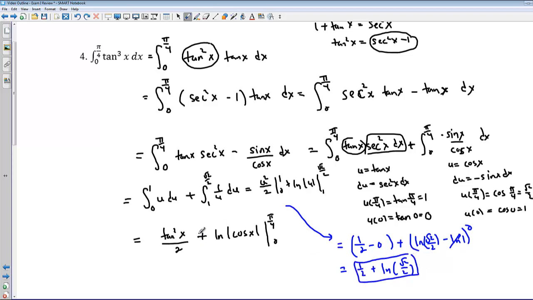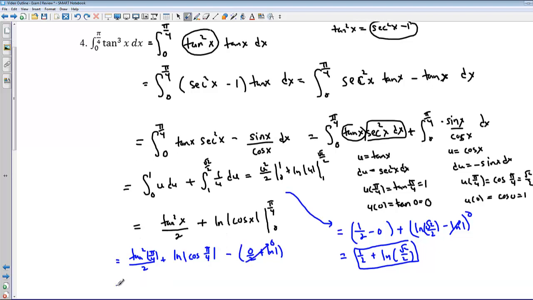If you went this route and you just sort of guessed and checked, you could do the same thing. So here you have tan squared of pi over 4, all divided by 2. And then plus, you plug in pi over 4 here, so ln of absolute value of cosine of pi over 4. And then minus when you plug in 0. Now when you plug in 0, this is going to be 0, and this is going to be ln of 1, which is also 0. So when you plug in 0, you basically get 0 divided by 2, and then plus ln of 1. So that whole term is going to be 0 because ln of 1 is 0. And we're left with this over here.